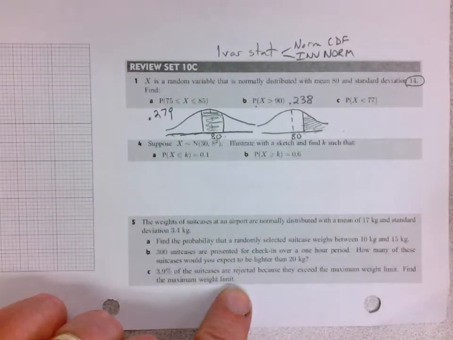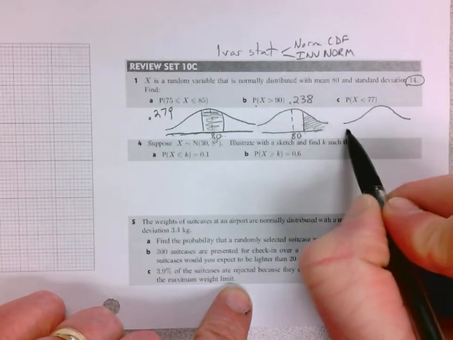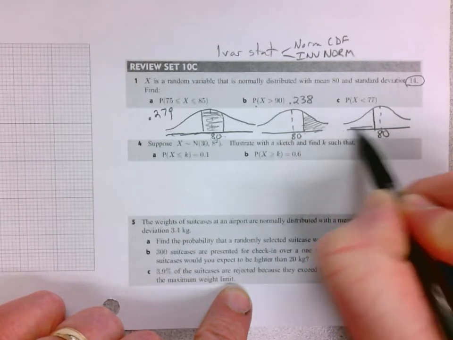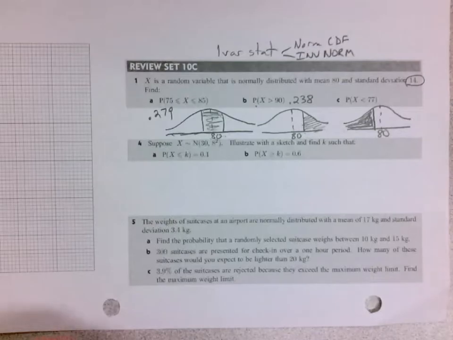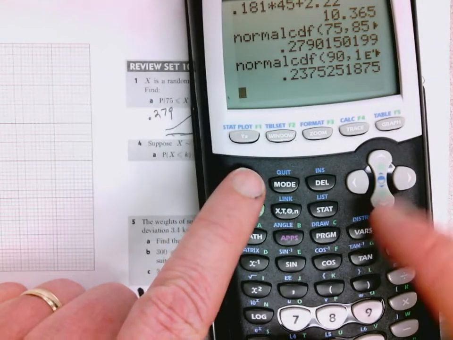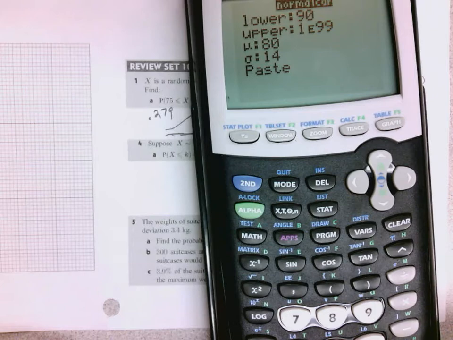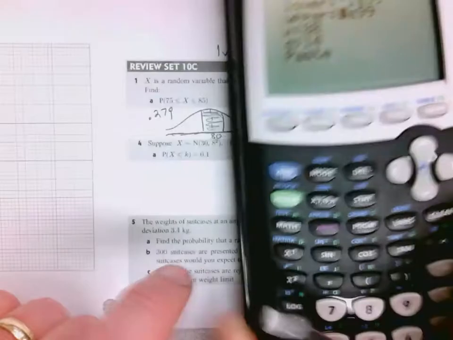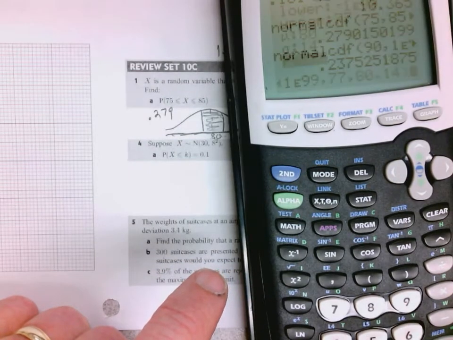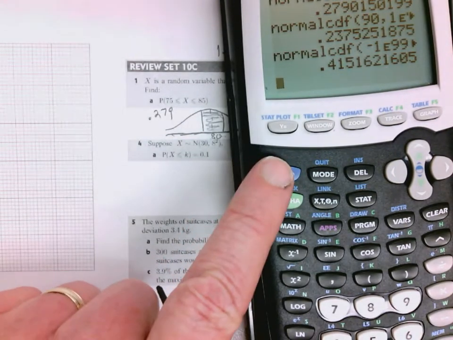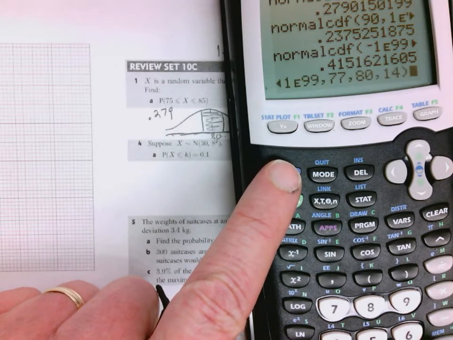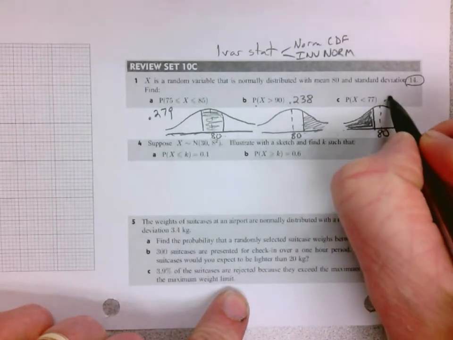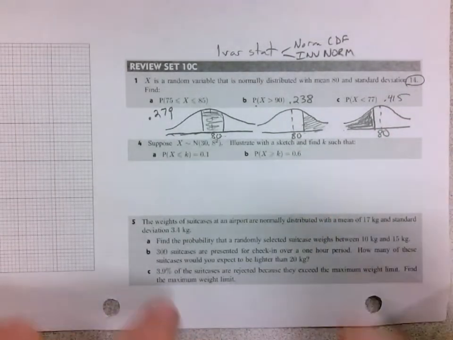Probability that I am less than 77. Again, make your normal curve. 77 is here. That way if you get an answer bigger than 50%, you know something's off. So normal CDF going from negative big to 77. Other stuff stays the same. Those of you that don't have a TI-84, you can hit second enter and the last thing comes up and you can edit it right there. 0.415. So it's less than 50%. I can see that. Okay.